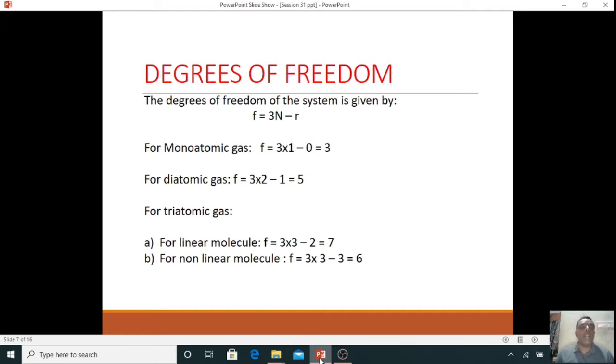For example, for a monatomic gas, F is equal to 3 into 1 minus 0, which is 3. So degrees of freedom for a monatomic gas is 3, where n is 1 atom. For a diatomic gas, F is equal to 3 into 2 minus 1; 3 times 2 is 6, 6 minus 1 is 5. So there will be 5 degrees of freedom for a diatomic gas. For a triatomic gas, there are two types: linear molecule and non-linear molecule. For a linear molecule, there are 7 degrees of freedom. For a non-linear molecule, there are only 6 degrees of freedom.